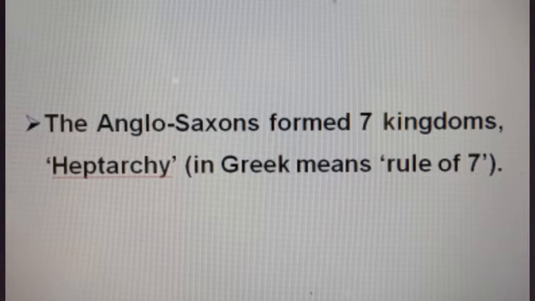So the Anglo-Saxons formed 7 kingdoms. That is called the heptarchy. Heptarchy in Greek means rule of 7. The Anglo-Saxons who came to help the Celtic people started to defeat the Celtic people themselves. For their purpose, they formed 7 kingdoms, called the heptarchy, which in Greek means rule of 7.